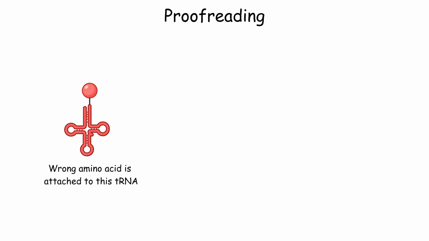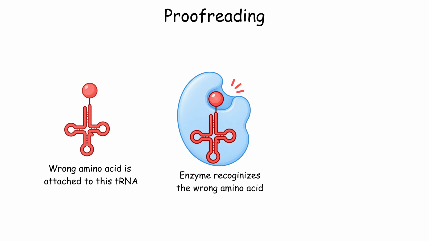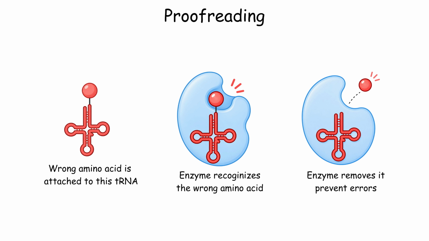A key feature of many aminoacyl tRNA synthetases is their proofreading or editing function. If the wrong amino acid is attached, the enzyme can recognize and remove it, preventing errors. This ensures extremely high accuracy in protein synthesis, because even a single mistake at this step can lead to incorporation of the wrong amino acid, producing a faulty or non-functional protein.